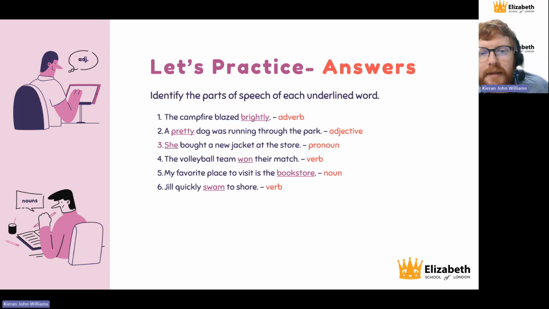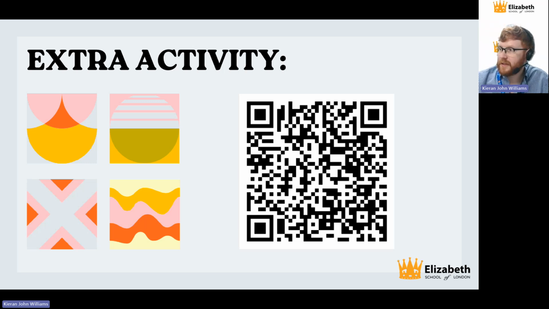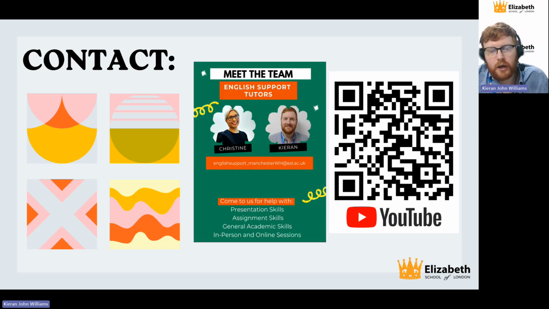Okay. Now you're probably thinking, Kieran, I need a little bit more practice with that. And that's okay, because I've got you covered. If you see here, there is an extra activity on the screen. If you scan the QR code that you see there, it will take you to an extra activity you can do at home to improve your skills with using parts of speech. But if you need any more support, there are some other places that you can visit to get it. First of all, you can go to our YouTube page for the English support. If you scan the QR code, it will take you there and you can watch dozens of videos all connected to English support. And if you would like a more one-to-one approach, you can also contact us.